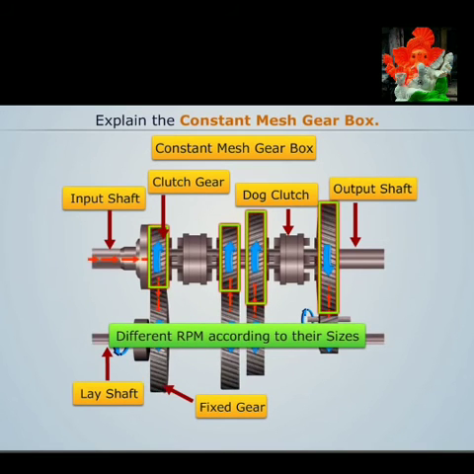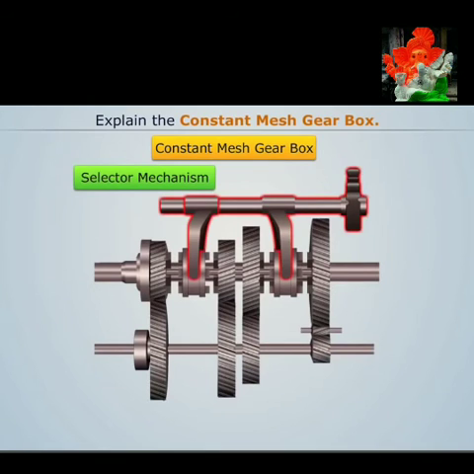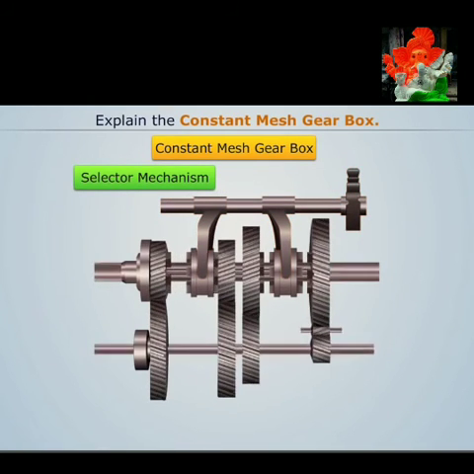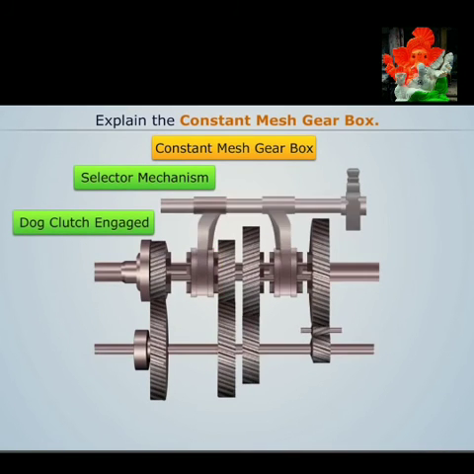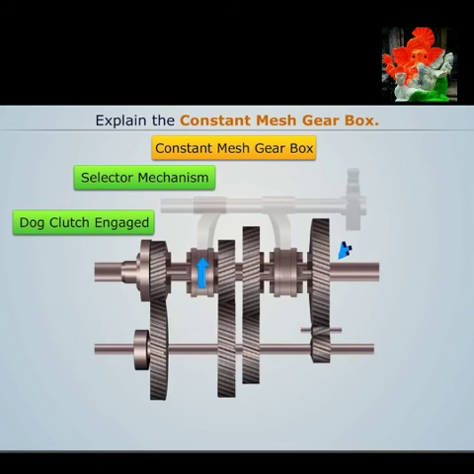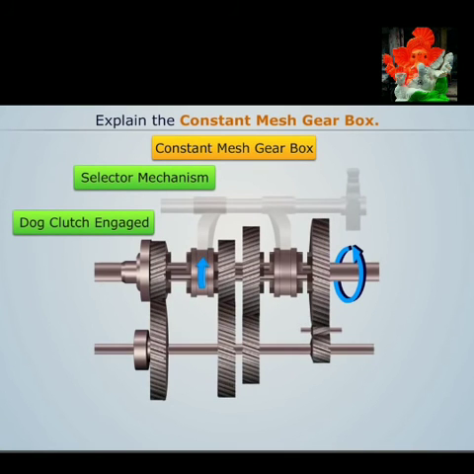Now, with the help of a selector mechanism, the dog clutch is slid and meshed with the desired driving gear. This driving gear then rotates the dog clutch as well as the output shaft, thus providing the required speed.